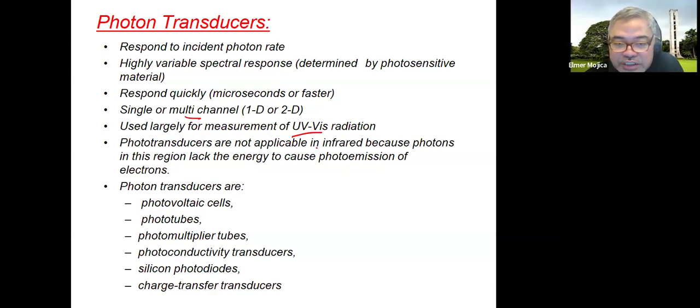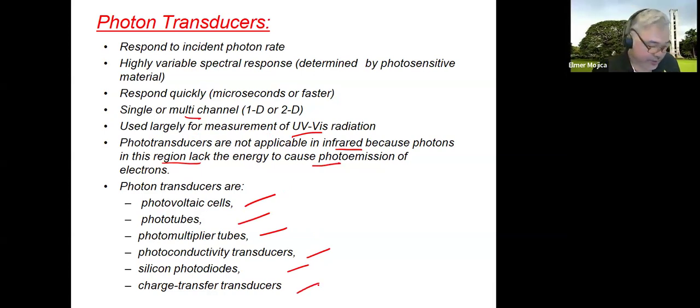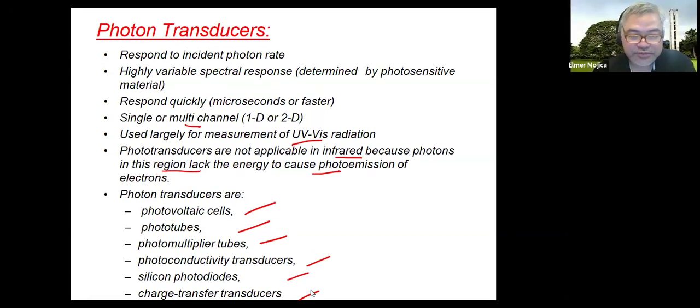So the photon transducers are not applicable in the infrared because photons in this region lack the energy to cause photoemission of electrons. And the photon transducers that you have are photovoltaic cells, phototubes, PMT, photoconductivity transducers, silicon photodiode, and charge transfer transducers. Okay, so we're going to go through them one by one.